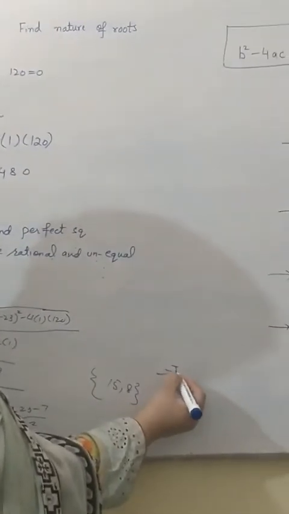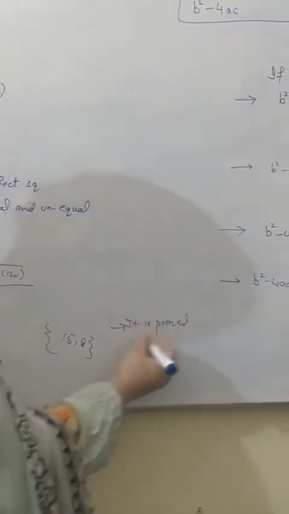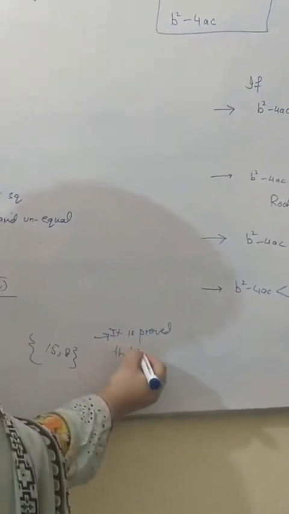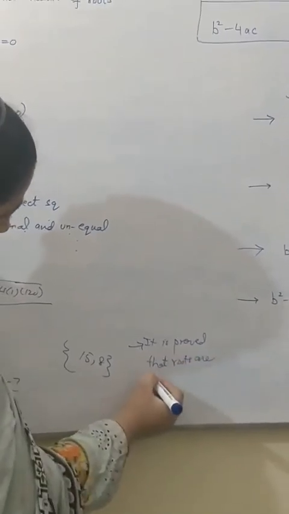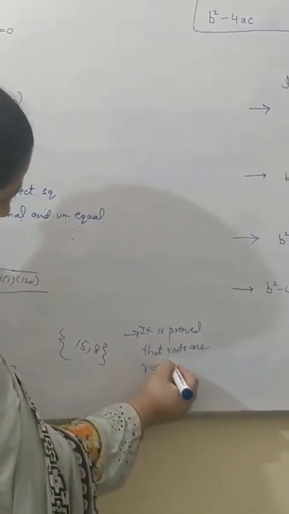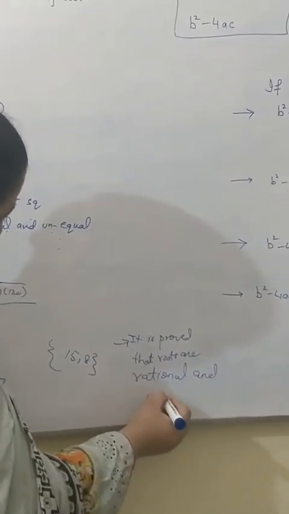It is proved that the roots are rational and unequal.